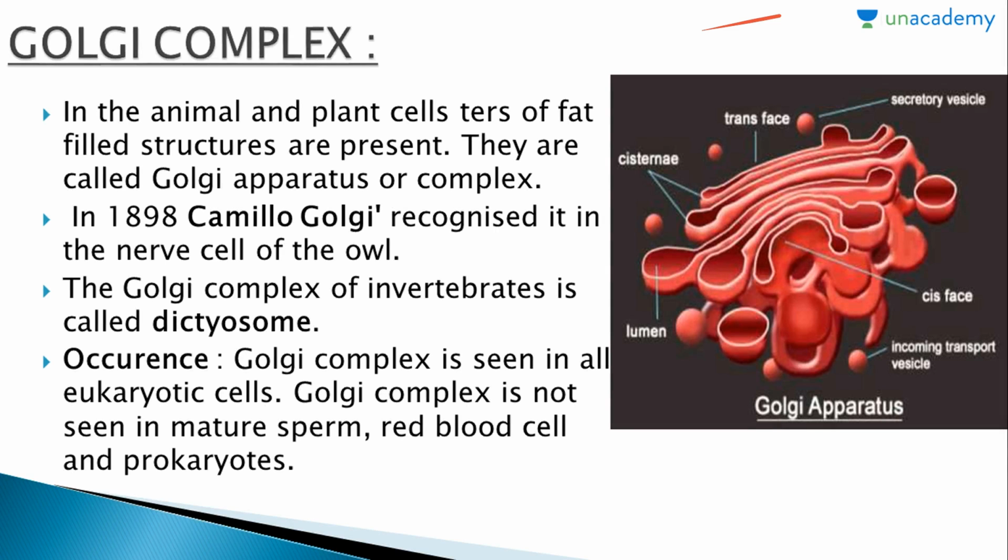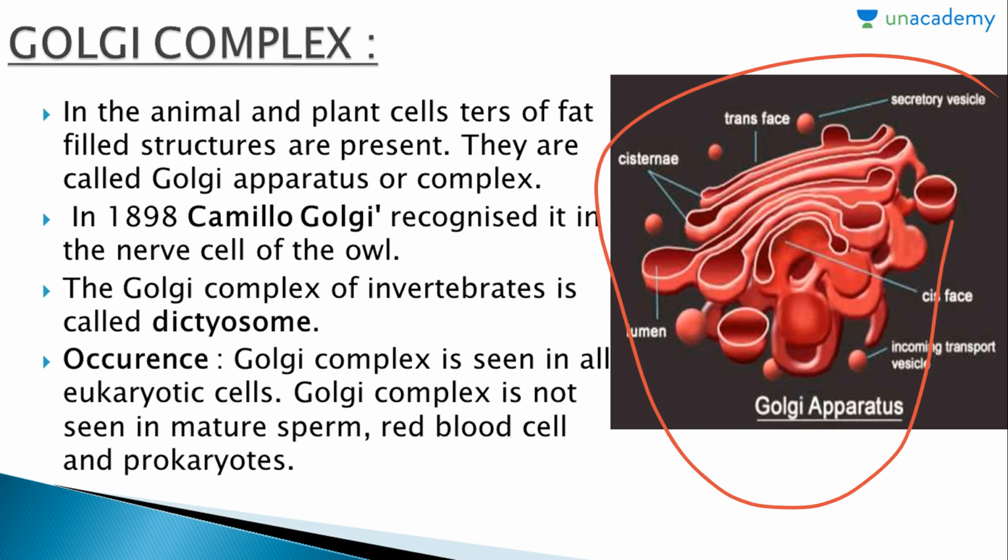The Golgi complex. In animal and plant cells, layers of flat, fluid-filled structures are present. These are called the Golgi apparatus, Golgi complex, or Golgi bodies. In 1898, Camillo Golgi recognized it in the nerve cell of the owl. The Golgi complex of invertebrates is called the dictyosome. It is seen in all eukaryotic cells. It is not seen in mature sperm, RBCs, and prokaryotes. In prokaryotes, you know that these cell organelles are absent, so the Golgi apparatus is also absent.